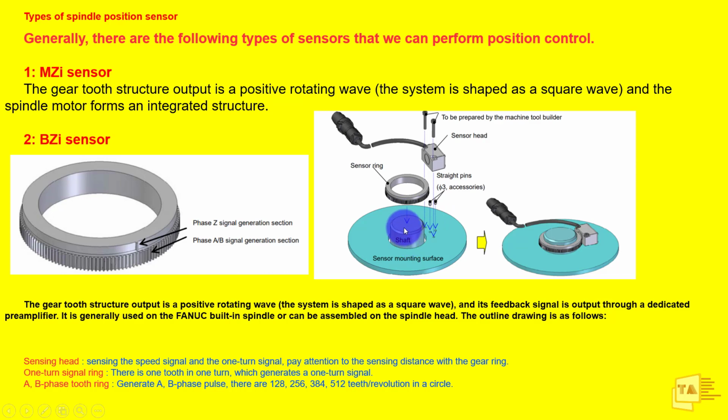This is the spindle head. On the shaft we can mount the sensor mounting surface. On the mounting surface we will mount the sensor ring and sensor head. Using this we will get the signal. This is a preamplifier.